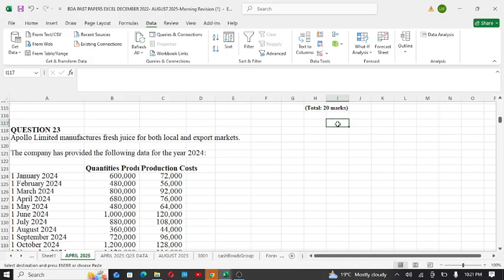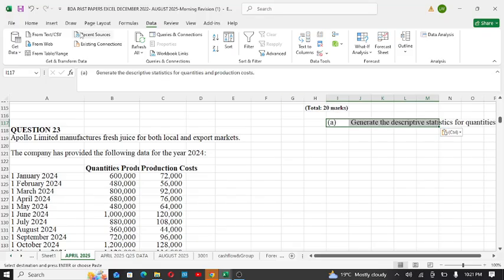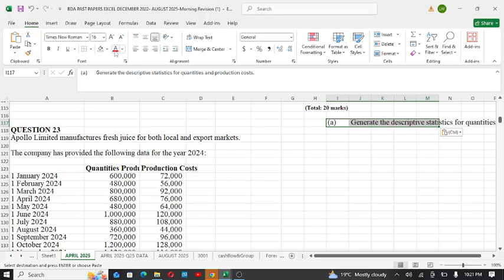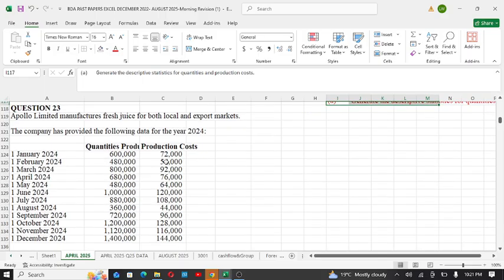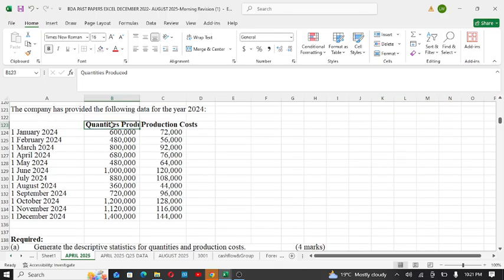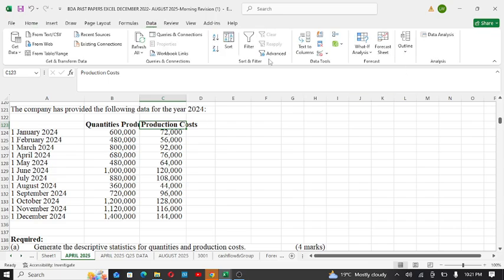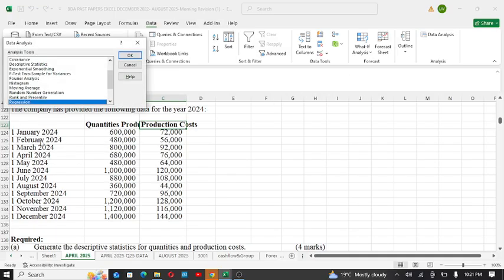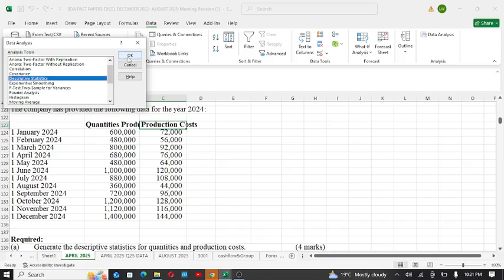Let's look at part A of the question, which was carrying 4 marks. Generate descriptive statistics for quantities and production costs. So they want descriptive statistics for this one and this one. So just come into data analysis, then they want descriptive statistics. Look where there is descriptive. It's here, then tap it and then click OK.